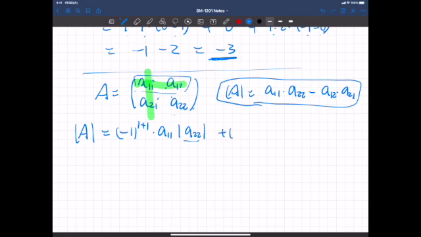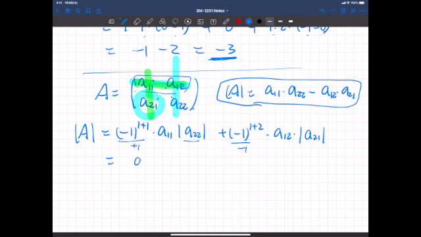And then negative 1 to the power of 1 plus 2 times A1,2. And if we remove the first row and the second column, then the remaining part is this, A2,1. So this one is plus 1, and this one is negative 1.